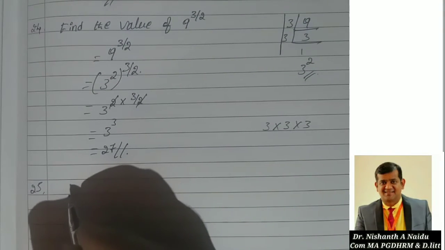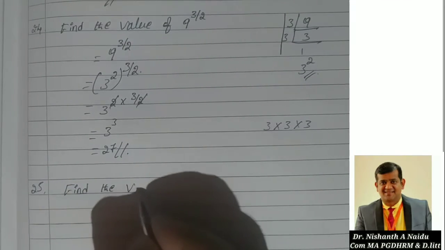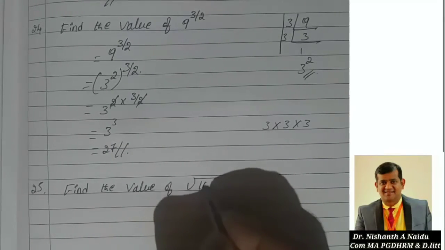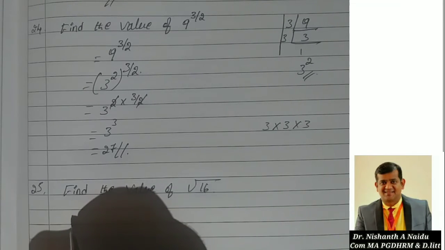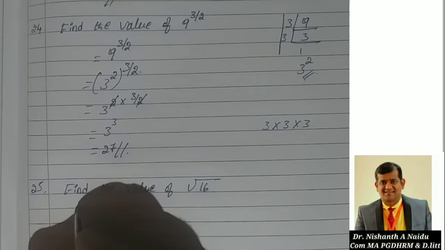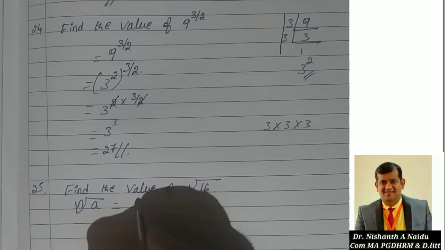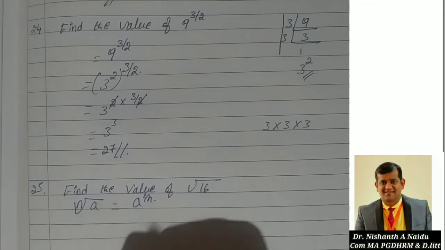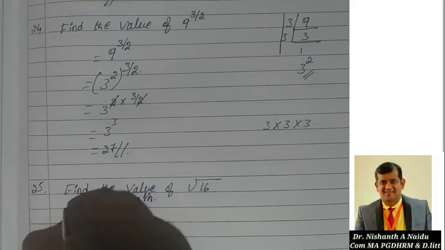Now find the value of root 16. Find the value of root 16. Okay, so for this, you know the law which we have to apply. The nth root of a is written as a to the power 1 divided by n. So this law, 1 divided by n, we are supposed to apply for this.